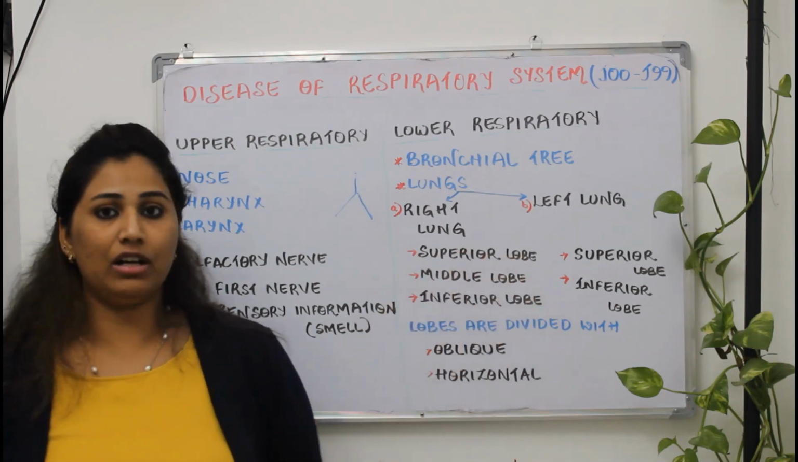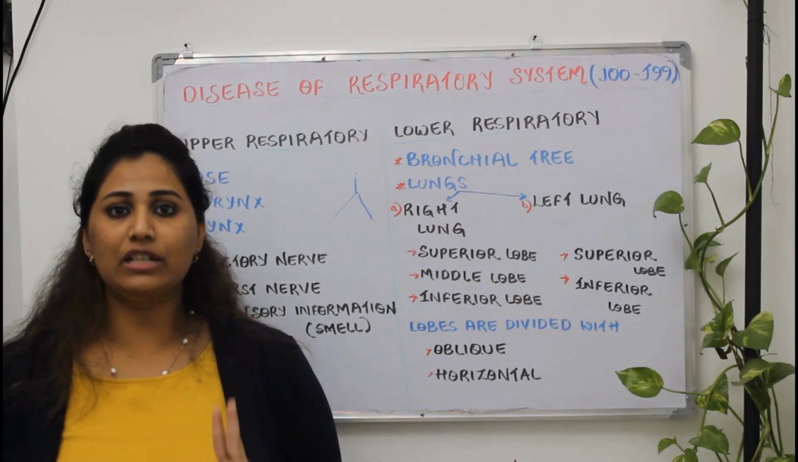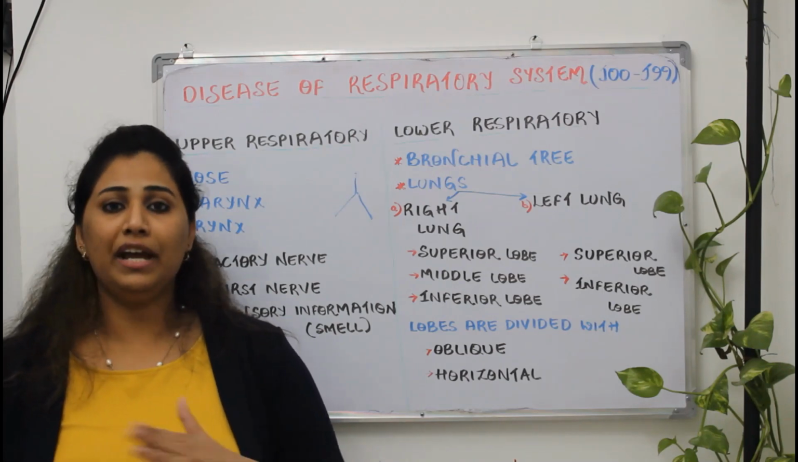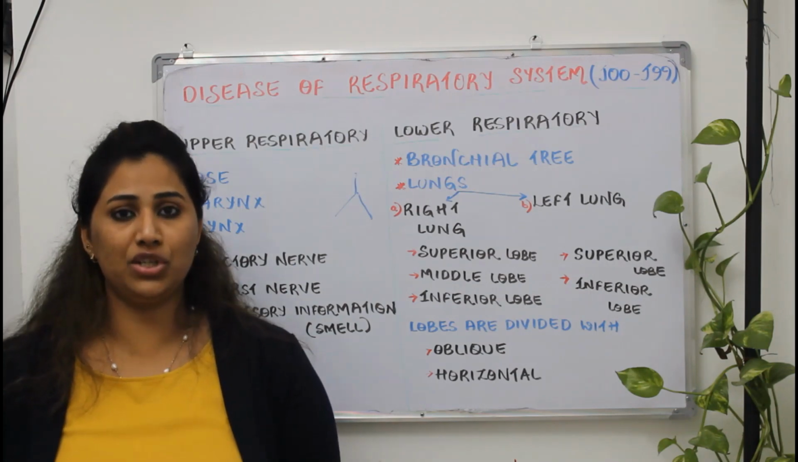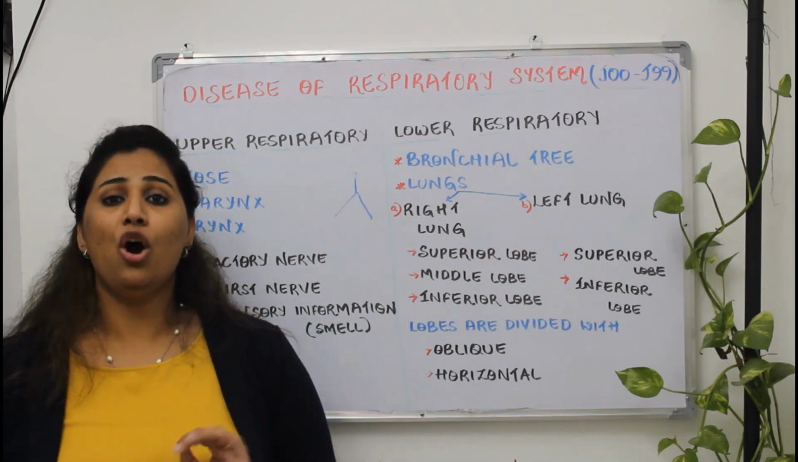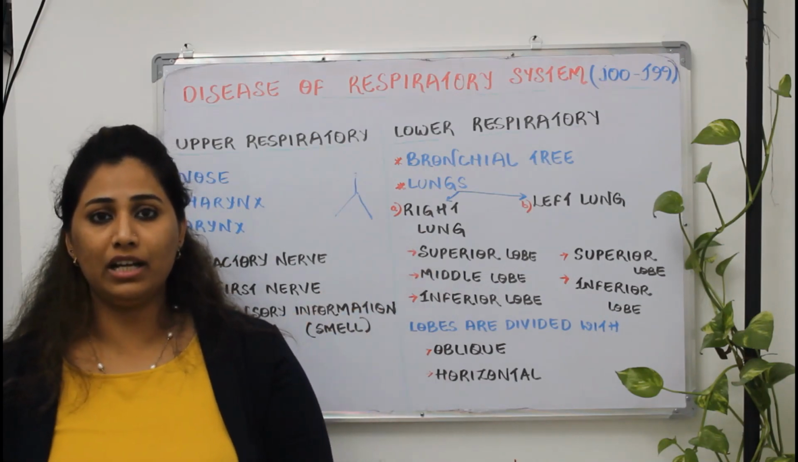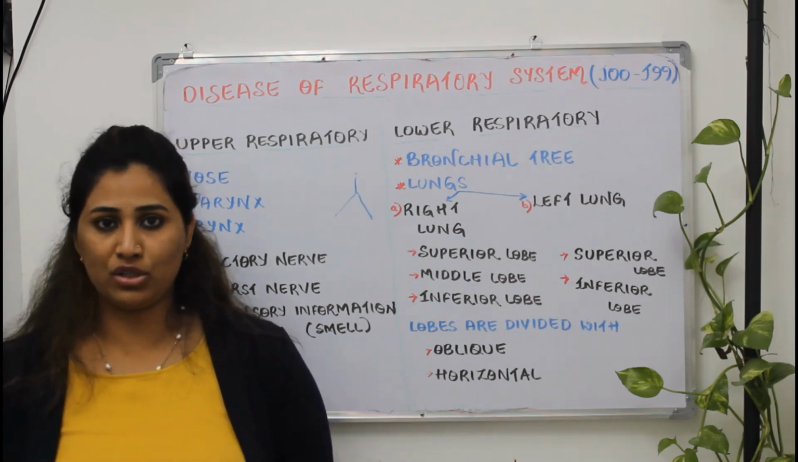And comes the left lung. It is superior and inferior. There are only two lobes in the left lung, so it is divided into the superior lobe and the inferior lobe. And how does this get divided? It is divided with the help of fissures, and those fissures are called the oblique and horizontal fissures. When it is an oblique cut, it is the oblique fissure. When it is a horizontal cut, it is the horizontal fissure.